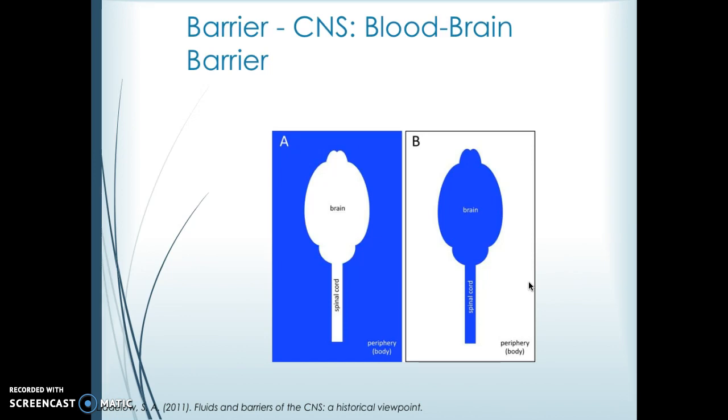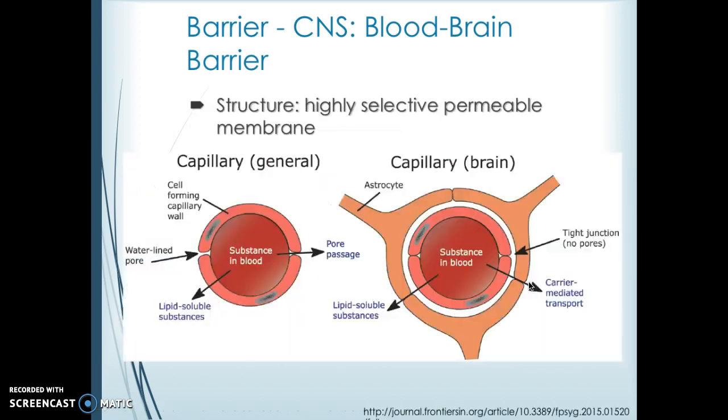And on the flip side, there were also experiments that injected dye into the brain and spinal cord of animals and found that it did not distribute into the periphery or outside of that area. So we know that there was some sort of barrier that kept that dye from moving into or out of that space, which goes against our standard principles of osmosis. So what we found when we actually were able to look at these in more detail is a highly selective permeable membrane.